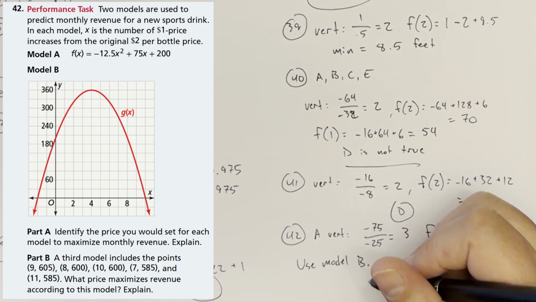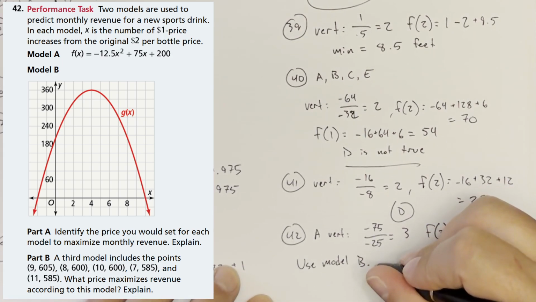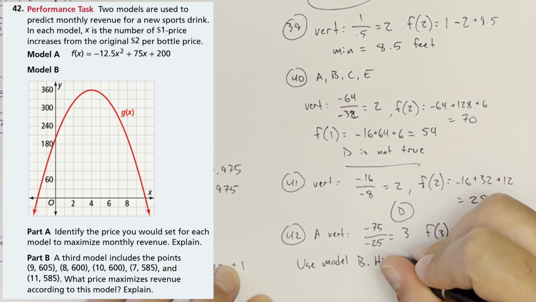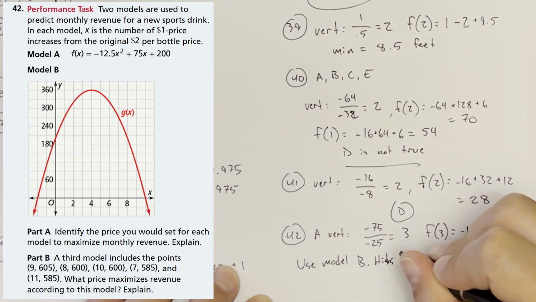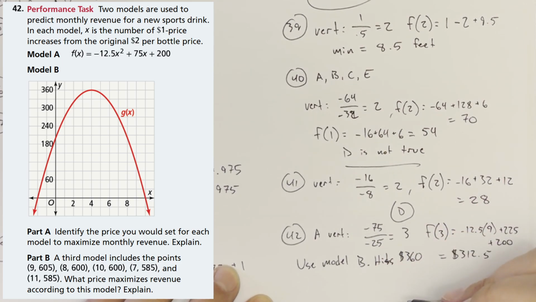It's just saying which price would you set. So for model A, I would set the price to $4 because that's the vertex. And for model B, I would set the price to 3 because that's the vertex. And model B does better than model A.